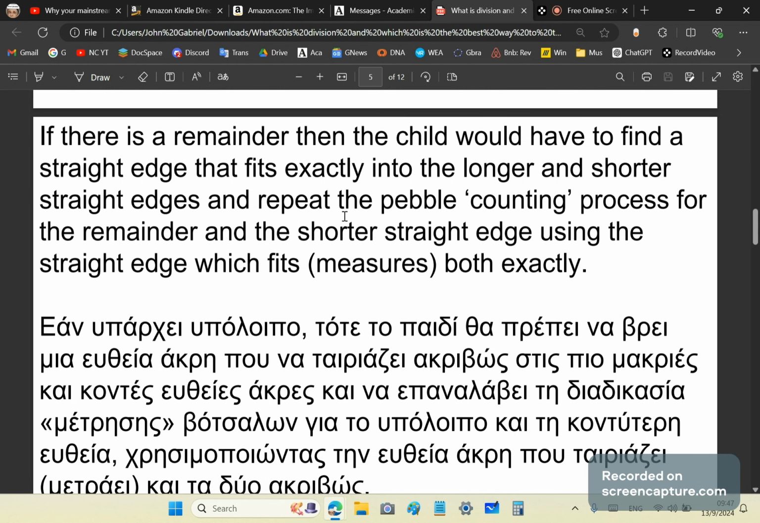If there is a remainder, then the child would have to find a straight edge that fits exactly into the longer and shorter straight edges and repeat the pebble counting process for the remainder and the shorter straight edge using a straight edge which fits or measures both exactly.